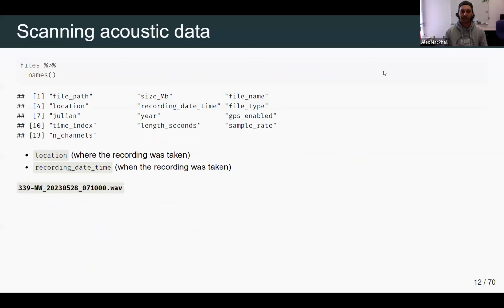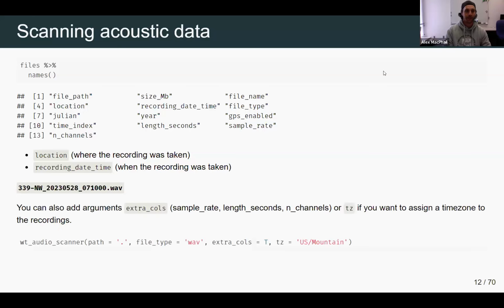And you can see here that this is derived directly from the file name itself that the function scans. So here we have 339 Northwest as the location name and the date time accordingly. You can also add extra arguments to the function, such as setting the extra calls to true will allow you to get sample rate, the length in seconds of the audio file, as well as the number of channels it has. And you can even assign a time zone to the recordings if you want using the TZ argument.